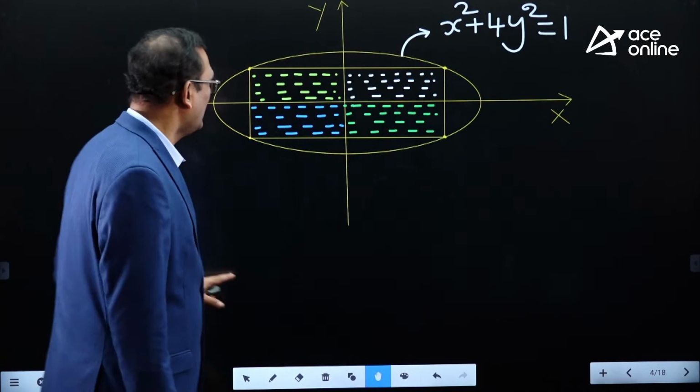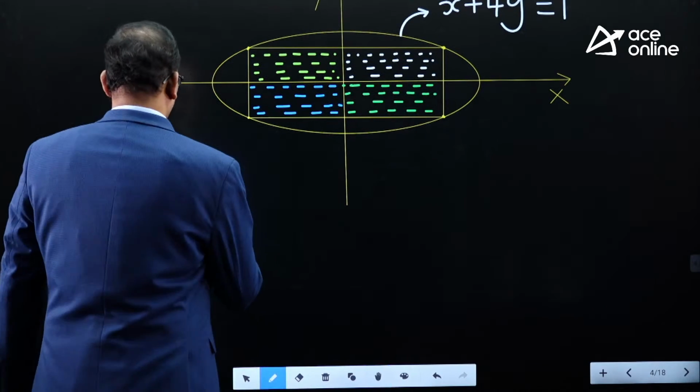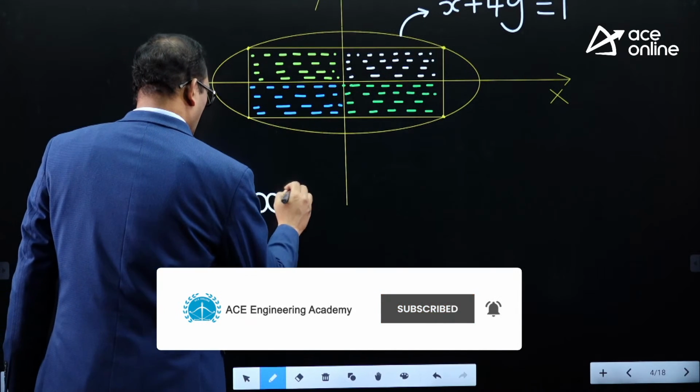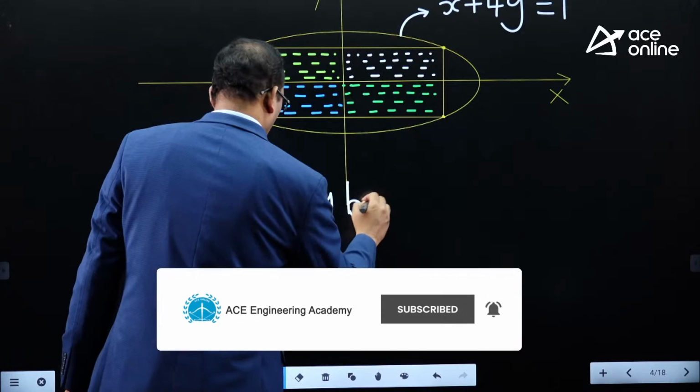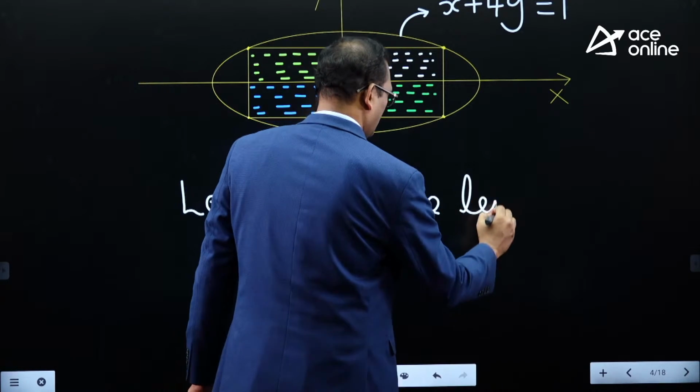So therefore, let x be the length and y be the breadth. Let x and y be the length and breadth.